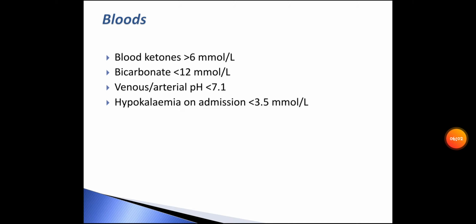And then blood ketones greater than 6 millimoles per liter, bicarbonate less than 12 millimoles per liter, venous or arterial pH less than 7.1, hypokalemia on admission, whereby the potassium level is less than 3.5 millimoles per liter.